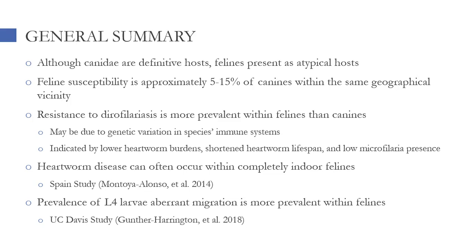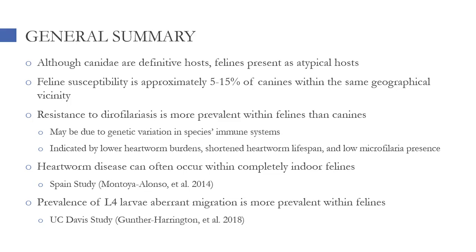Although canidae are the definitive hosts, felines present as atypical hosts. Feline susceptibility is approximately 5 to 15% of susceptibility within canines in the same geographical vicinity. However, heartworm disease within felines manifests itself differently than canines. Resistance to heartworm disease is more prevalent within felines than canines and may result from genetic variation within species' immune systems. This is indicated by low adult heartworm burdens of 1 to 3 worms, shortened heartworm lifespan and patency, and low presence of microfilaria or immature heartworms.